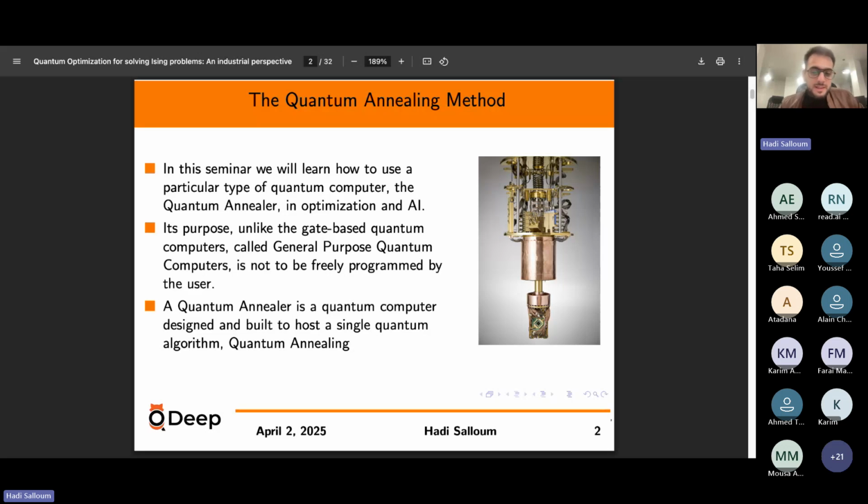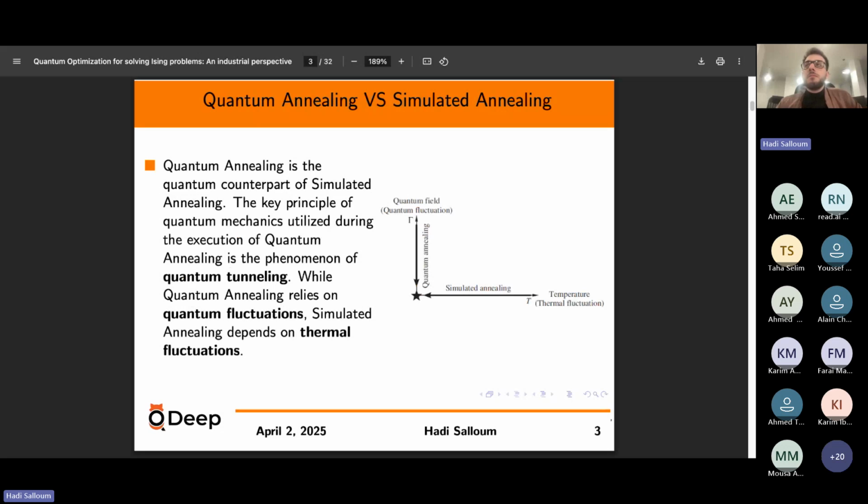About quantum annealing, this architecture can use just one algorithm, which is quantum annealing. It is very close to something called thermal annealing, which we call simulated annealing in computer science. Quantum annealing is the counterpart of simulated annealing, and its key principle is utilizing something called quantum tunneling. Quantum annealing relies on quantum fluctuations, but simulated annealing depends on thermal fluctuations.